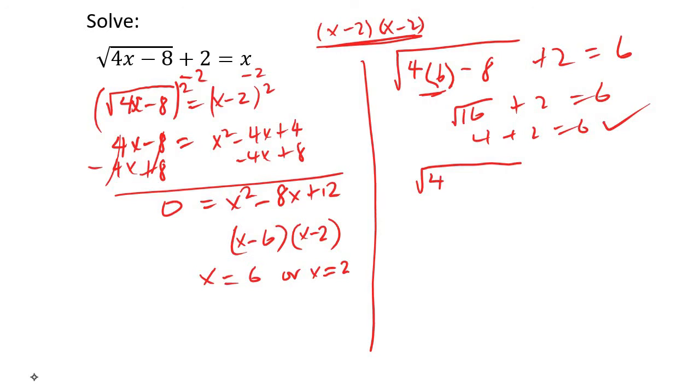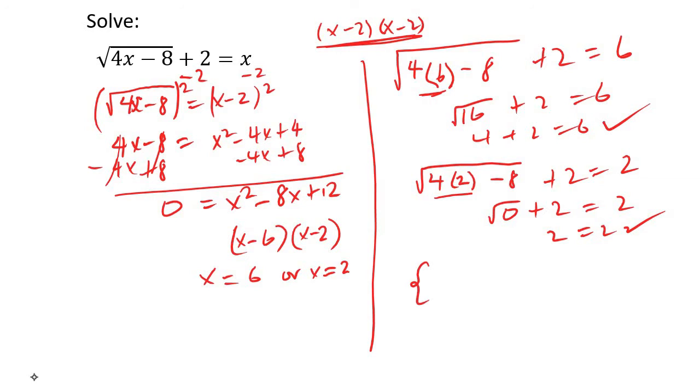Testing the other one. Square root of 4 times 2 minus 8 plus 2 equals 2. 4 times 2 is 8, minus 8 is 0. Square root of 0 plus 2 equals 2. 2 equals 2, it works as well. So both solutions are good. So x is 2 or 6.